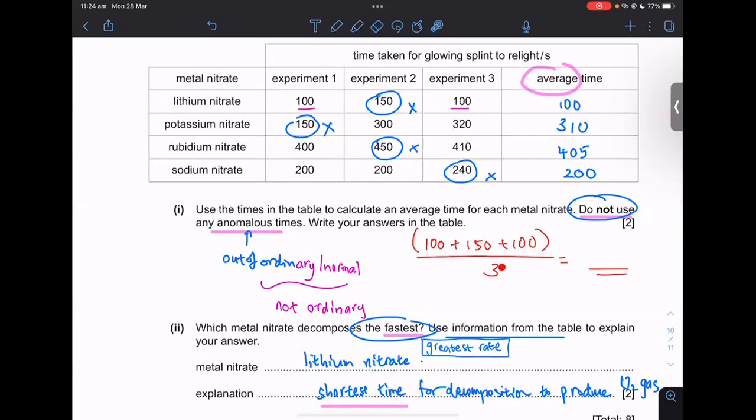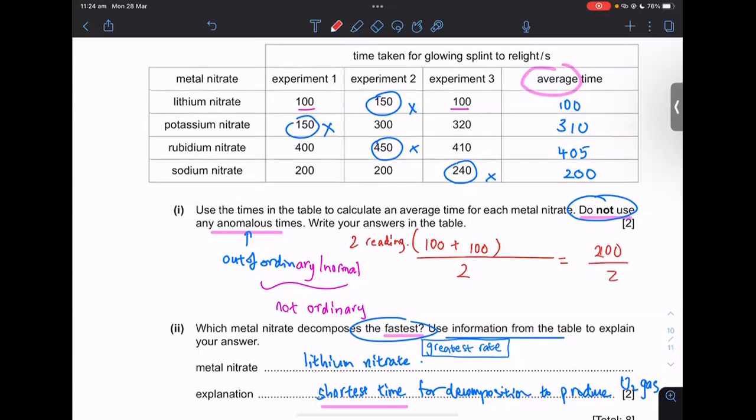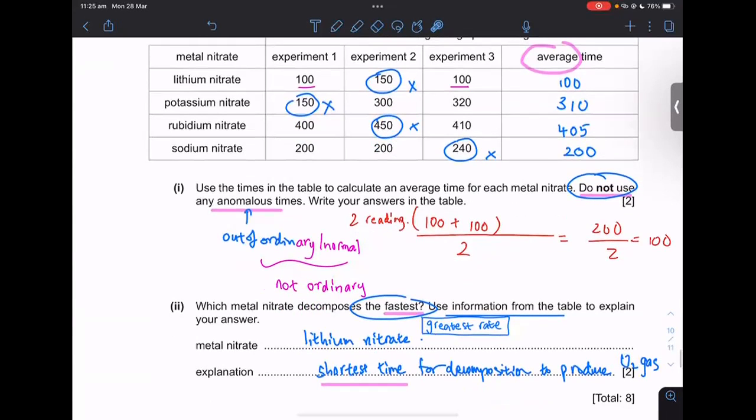So instead of doing that, you should have done 100 plus 100, then you involve 2 readings. If you have 2 readings, you simply divide it by 2, you get 100, divided by 2, 200 divided by 2 on your calculator. You're allowed calculator in exam. If you didn't use the calculator, something was wrong with you, okay? Now I get 100, I get 310, 405, and 200. As you could see, going down group 1 is actually lithium, sodium, potassium, rubidium, okay? But they mix up the order there.